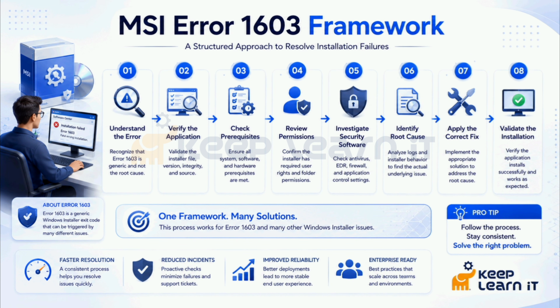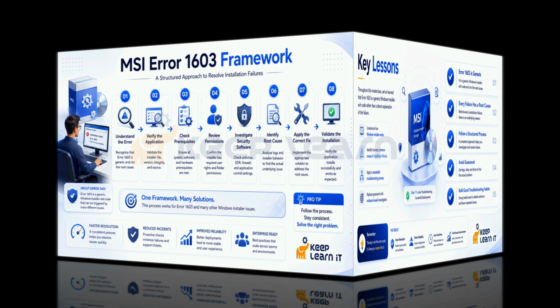Before we finish, let's summarize the complete troubleshooting framework. Whenever you encounter MSI Error 1633, don't focus only on the error code. Follow a structured process: verify the application, check prerequisites, confirm permissions, review security software, investigate installer behavior, identify the actual cause, apply the correct fix, and finally validate the installation. This method works not only for error 1633 but also for many other Windows installer issues.